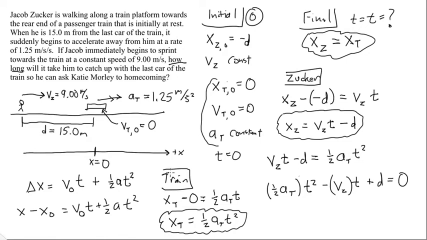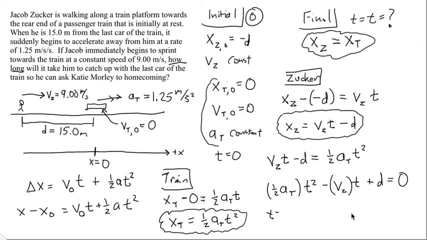So what you get when you go through the quadratic formula, I'm not going to do it here, but what you'll get is t equals, so I'm going to go for the quadratic formula. t equals vz over at, plus or minus the square root of vz squared minus 4ac, all over 2a as well. So let's see. I'm just going to back up here.